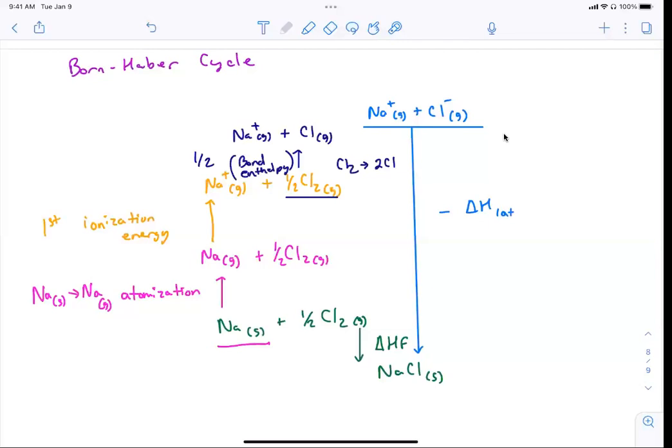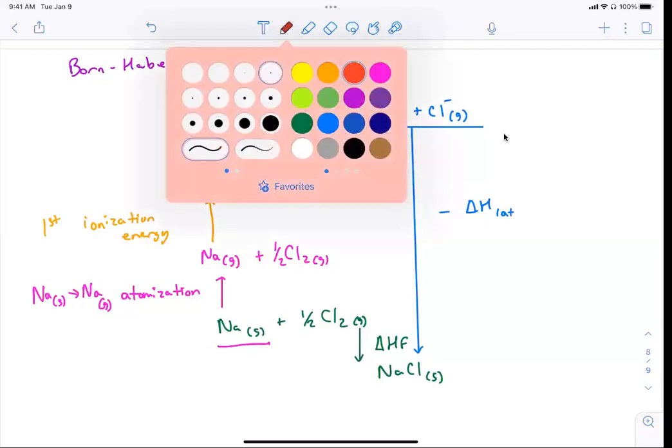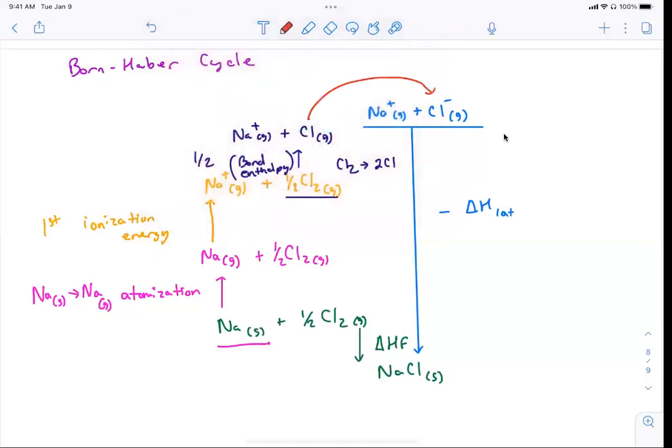Okay. And lastly, going from Cl to Cl minus is gaining an electron, which is electron affinity. Plus electron yields Cl minus gas. Now, I draw the electron affinity arrow as a curly arrow because sometimes it's positive, sometimes it's negative, but it doesn't matter. That's the right direction in which you're doing it. Okay.